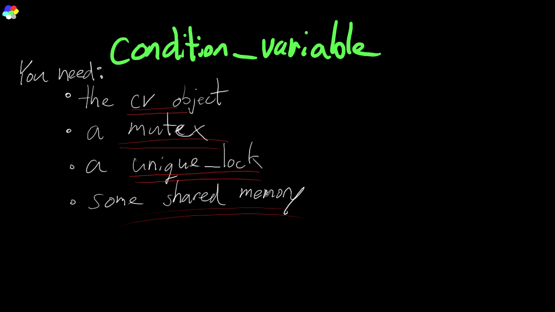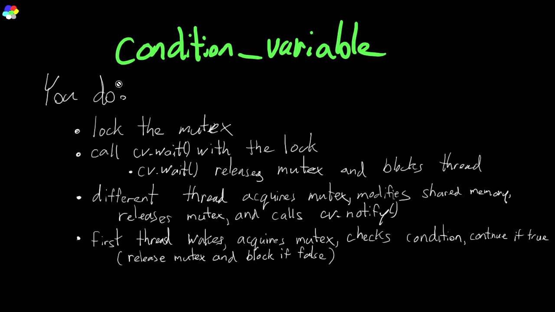Sometimes you could probably get away with not using shared memory, but in general, you're going to need some kind of shared memory in some aspect. So that's what you need. Now, how does a condition variable work?